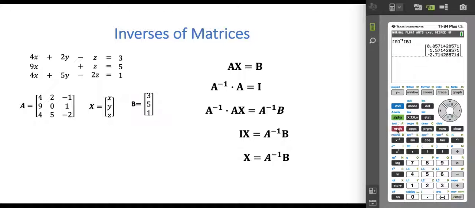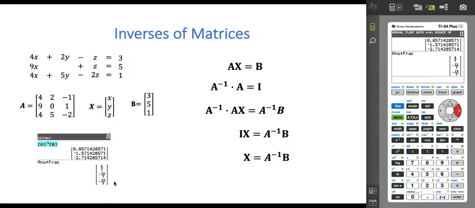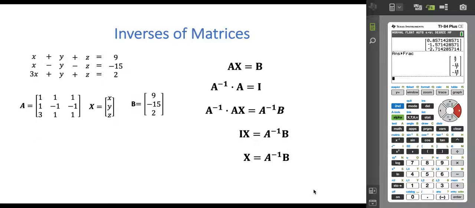Now remember, you can always press math and change everything to a fraction. And there's what it looks like in fraction notation. So here are the answers. So the solution is X is 6/7, Y is -11/7, and Z is -19/7. So this is another way to do it. All right, now what I want to show you is when this method is not going to be very useful.